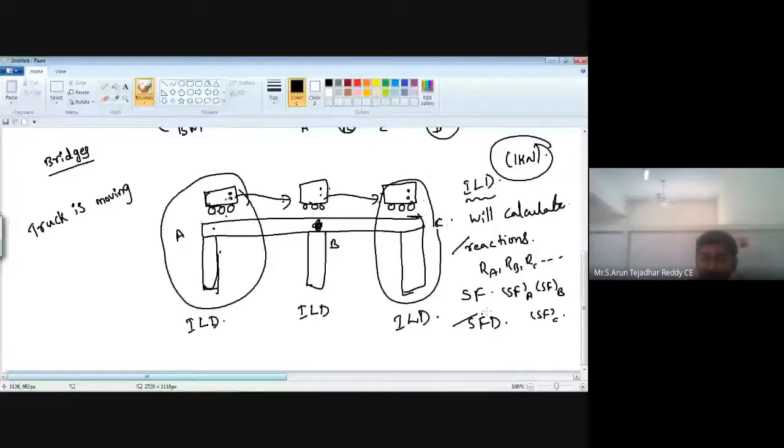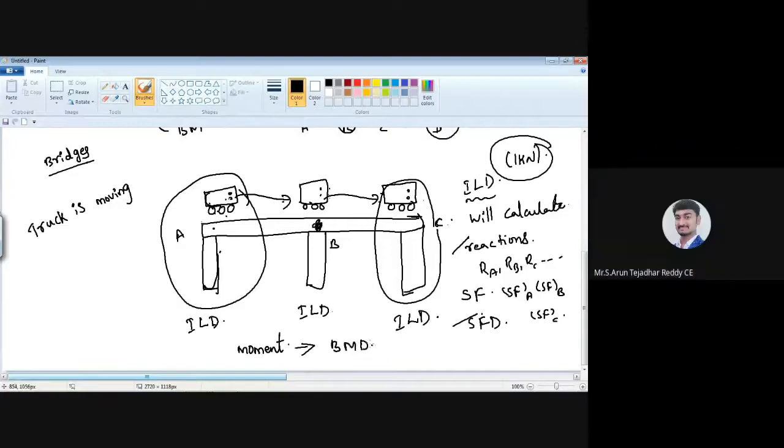After that, we can calculate moment values also. Based on the moment values, we can draw the bending moment diagram also. So these are the applications. The main applications are reactions, shear force, and bending moment.